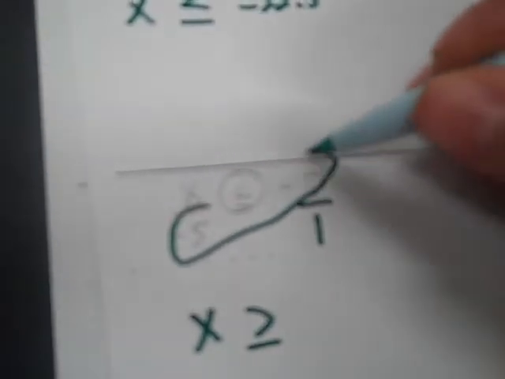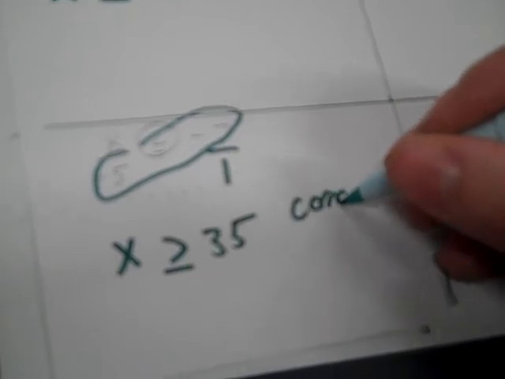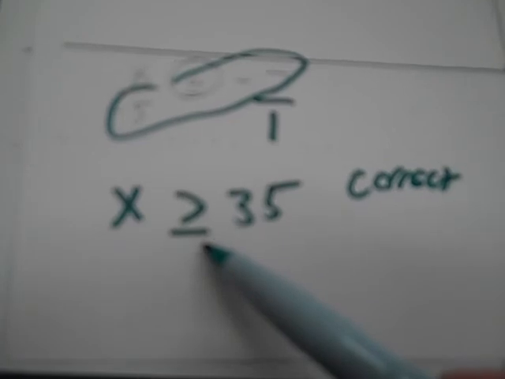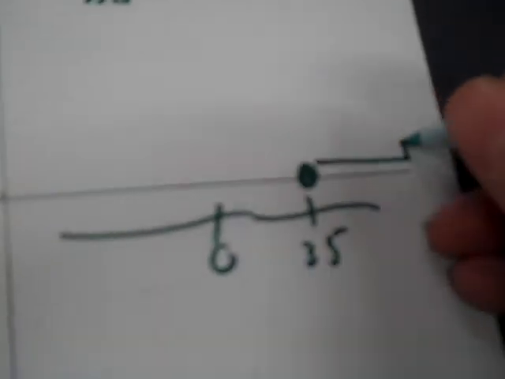Now to find the number that goes over here, we cross multiply and divide. So I take negative 5 times negative 7 divided by 1 is 35. And that's correct. So 35 is the number, positive 35. The line's there, so fill it in, and then it goes the direction of the nose.